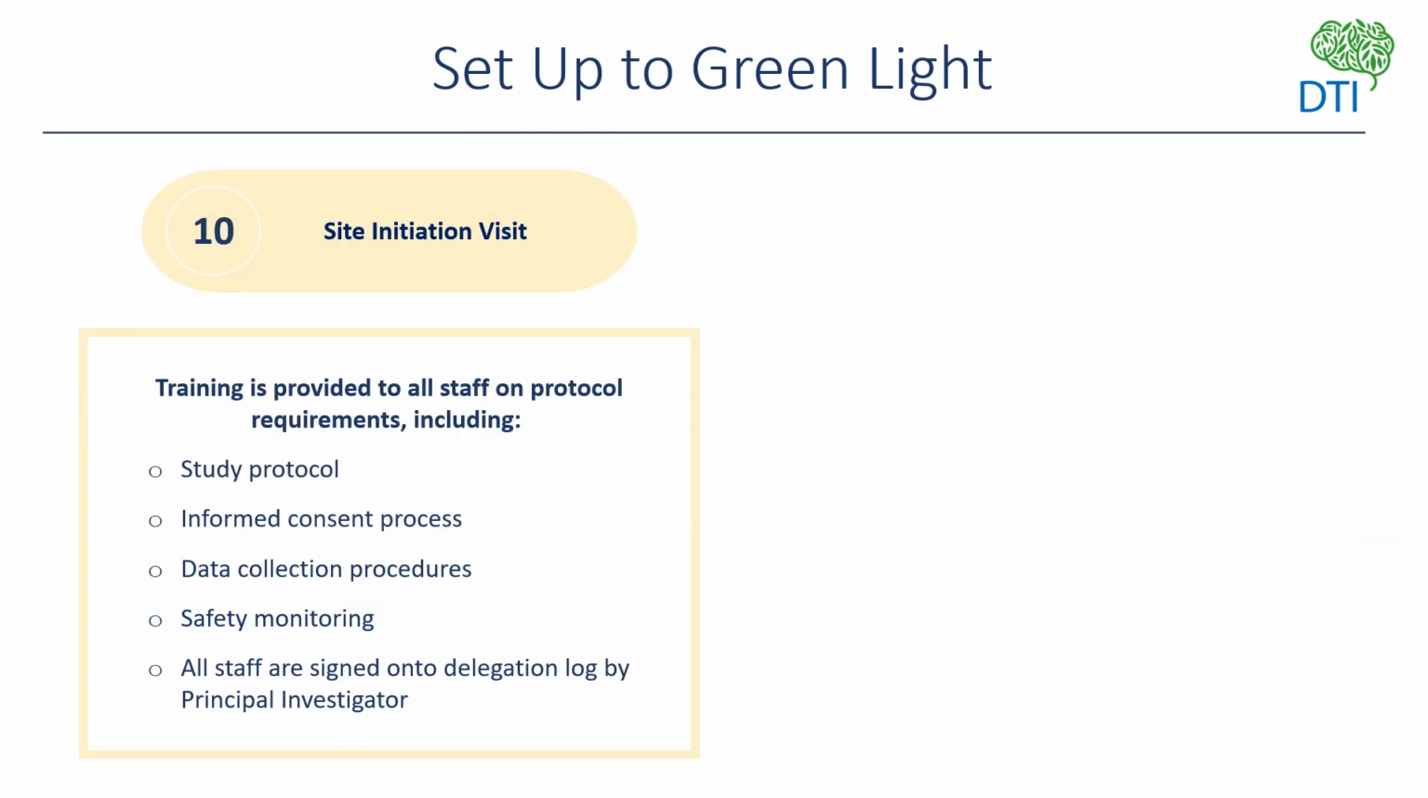Okay, so if all is going well at this point, the sponsor will conduct what we call a site initiation visit, or an SIV, and this is where training is provided to all your staff on all the protocol requirements. Usually the CRA, or clinical research associate, comes in and gives everyone a review on the study protocol, the informed consent process, the data collection procedures, safety monitoring, etc. And this is where all staff are signed on to the delegation log by the principal investigator for all the different tasks that they're required to do.